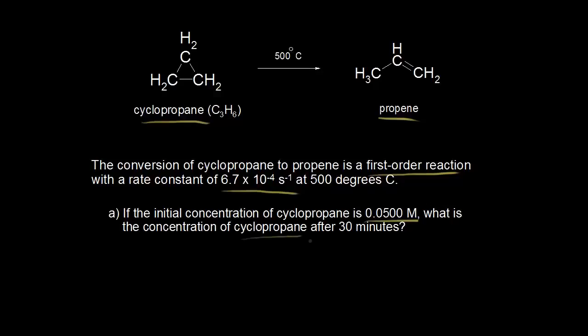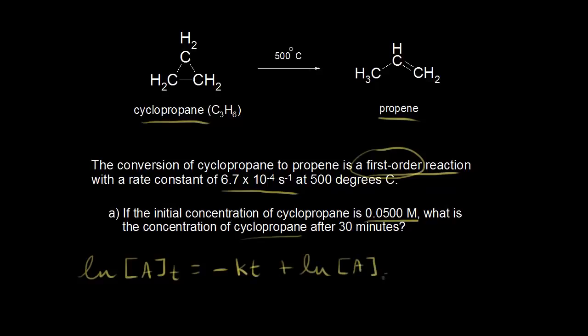after 30 minutes? Well, to solve for this concentration, we can use the integrated rate law that we found in an earlier video. Since this is a first order reaction, the integrated rate law, or one form of it, is the natural log of the concentration of A at any time t is equal to the negative kt, where k is the rate constant, plus the natural log of the initial concentration of A. And here cyclopropane, or C3H6, is A.